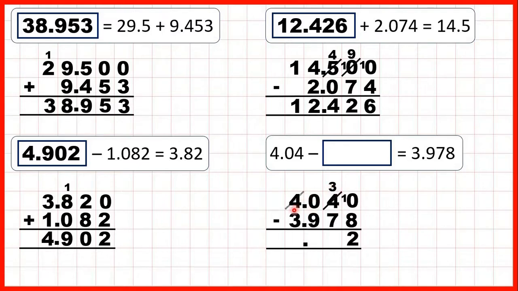So we go to the left again, 1 less, 1 in front, and again 1 less than 10 is 9, so we can put a 1 in front of the 3 in our hundredths to give us 13 hundredths. 13 minus 7 is 6, 9 minus 9 is 0, and 3 minus 3 is 0. So our missing subtrahend is 0.062.